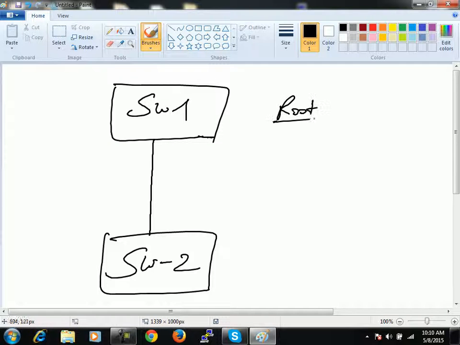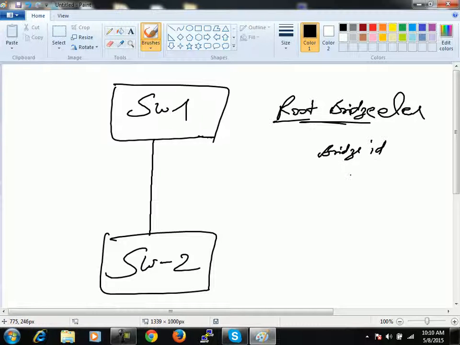It means that in STP, first of all, they will elect their root bridge. I don't think any of you has a problem with the root bridge election, because you all understand very well that to elect the root bridge, it will compare their bridge IDs. So root bridge election will be based on bridge ID. And the bridge ID contains two components: one is bridge priority and the other is bridge MAC address.